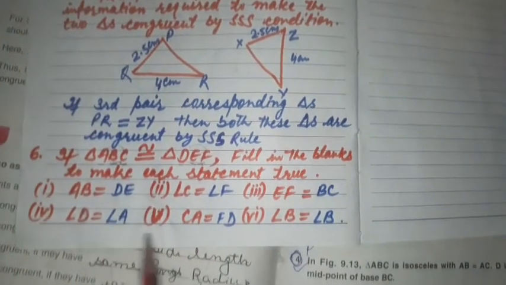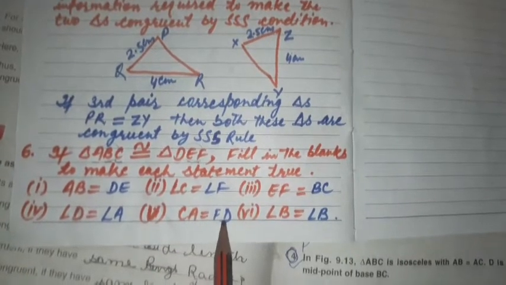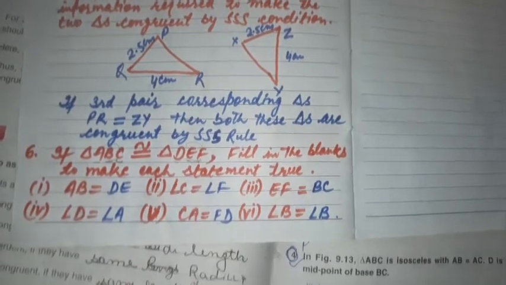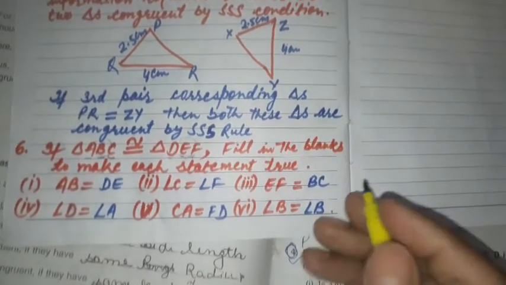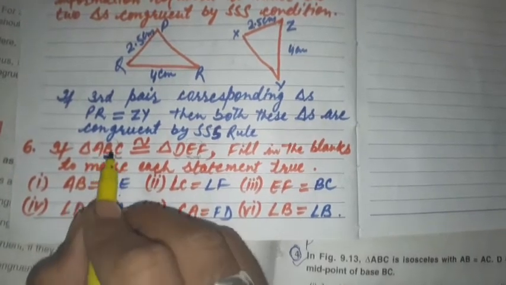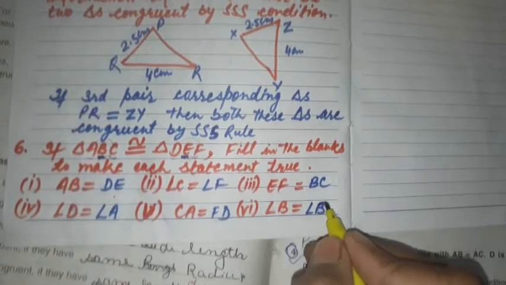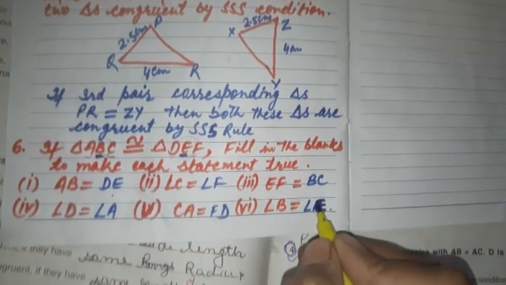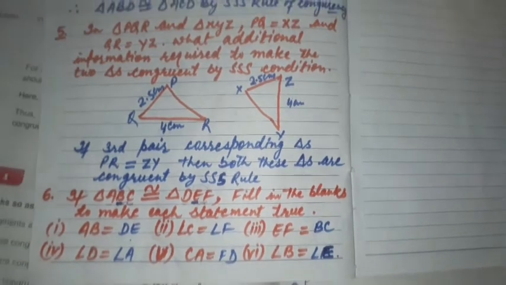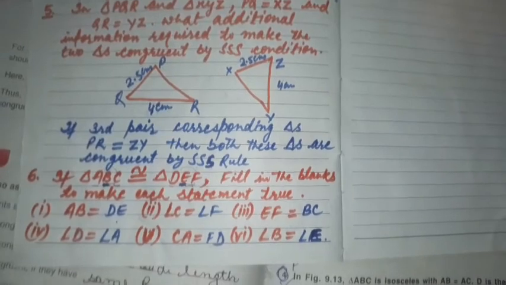Angle D is equal to angle A. CA line segment is equal to FD line segment. And angle B is equal to angle E, not B. Angle B lies between A and C, so E also lies between D and F. So it is angle E. So this is the first worksheet, which is related to the SSS rule of congruency. Thank you and have a nice day everyone.